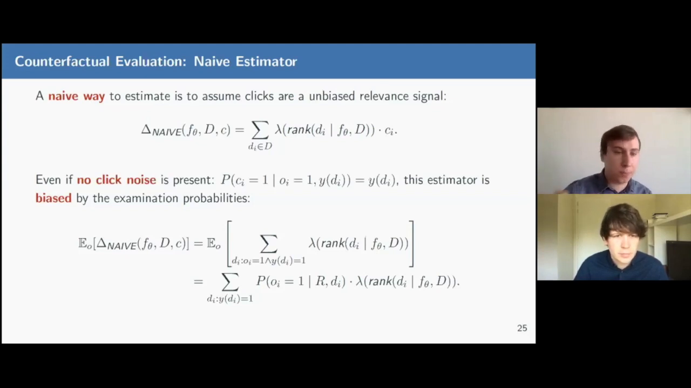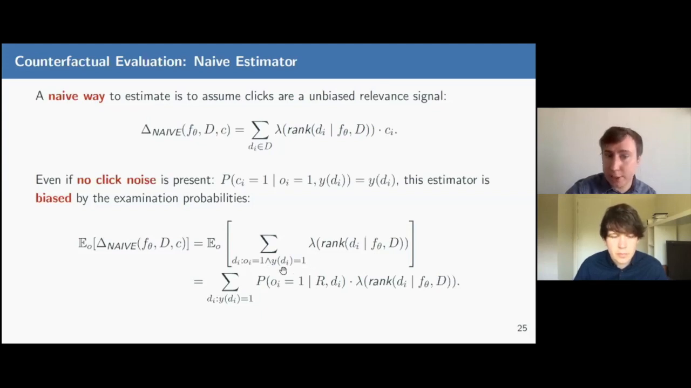To show you this, we're going to just plug this estimator, this delta naive, into this expectation, and then we're just going to work out the equation. So we first plug in this formula, this sum over the documents of this lambda times the clicks, into our expectation here. We are rewriting the sum a little bit. So instead of saying times c_i, we are essentially saying, well, a click only occurs if a document is observed and it's judged relevant. So this is both that examination user assumption and the fact that there's no click noise. We're assuming both of those things here.